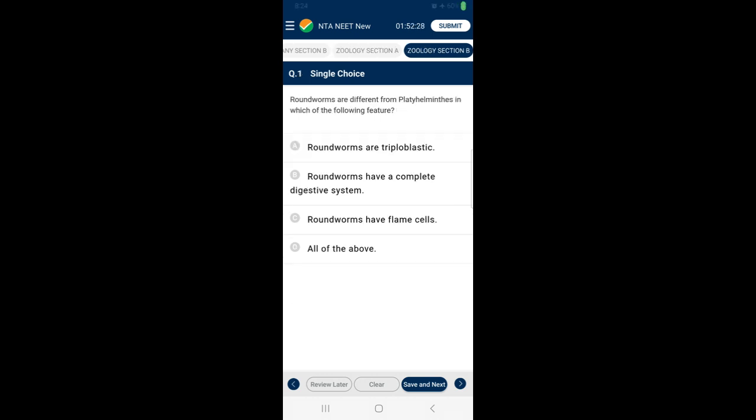From zoology, section A followed by section B. From section B we are going to discuss 15 questions.